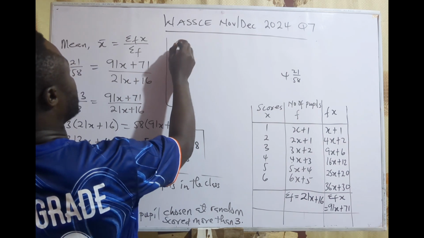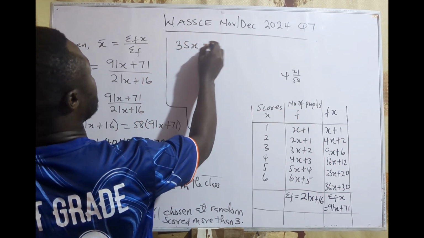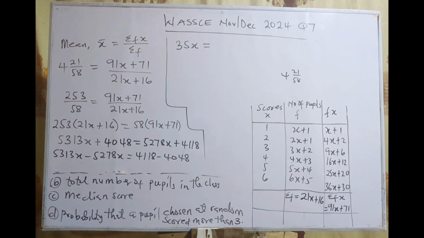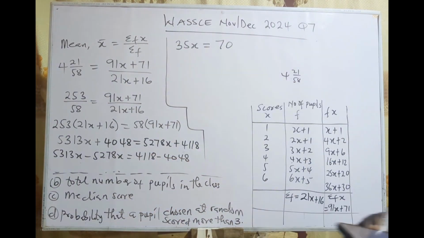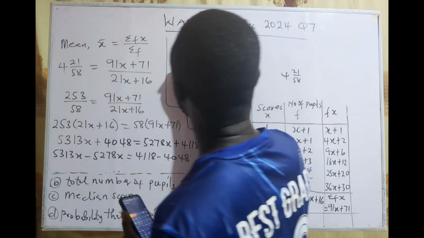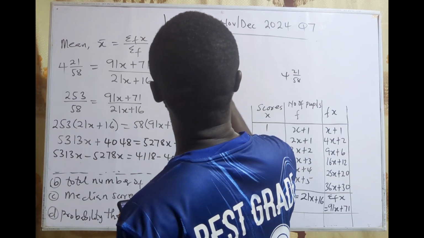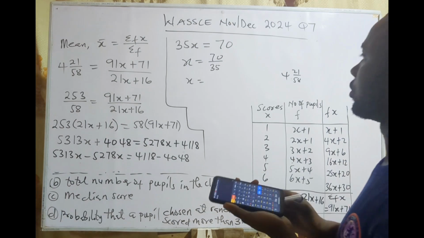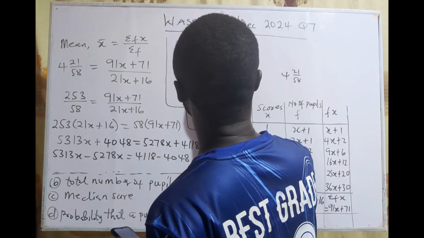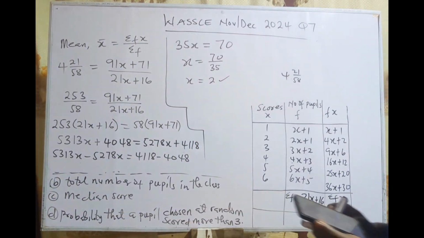We are going to have 35x equal to 4118 minus 4048, and that will give us 70. Alright, so where we have reached, we can find the value of x. So x is going to be 70 divided by 35, and our x is going to be 2. So our x is 2.